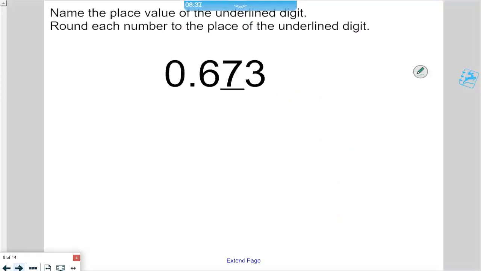Now here we're going to write what the underlined value is worth. Is it a whole number? Is it in the ones place? Is it in the tens place? Is it a tenth? Is it a hundredth? Or is it a thousandth? In this case, our middle number is a hundredth.